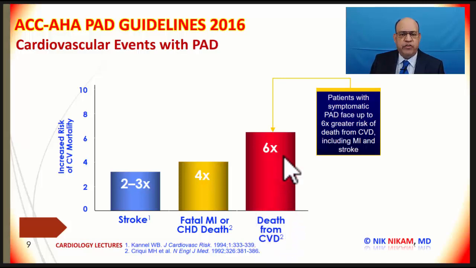In patients with PAD, death from all cause cardiovascular mortalities increases by sixfold. So when we identify patients with peripheral arterial disease, it is absolutely essential to screen for vascular problems, not only in the legs, but also in the abdomen for AAA, in the carotids for carotid artery disease, or even in the coronaries for evidence of coronary artery disease.